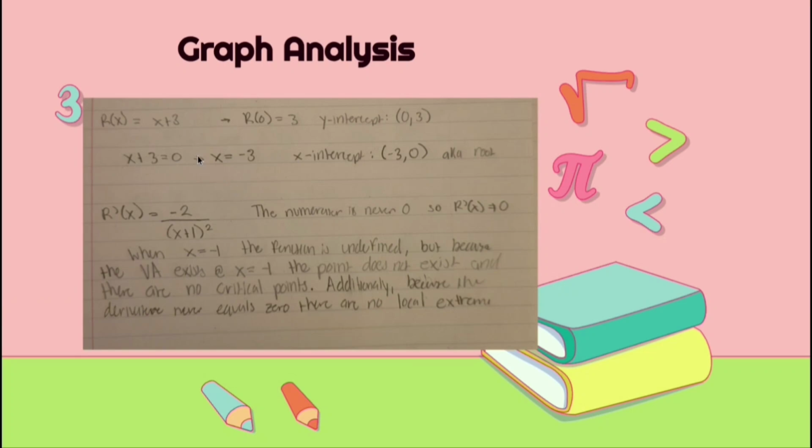Now, when we analyze our graph, we are going to use the numerator, and we get a y-intercept at (0, 3) and an x-intercept, a root, at (negative 3, 0). When we go into the first derivative to find all critical points, we realize that the numerator is a constant, and because of this, it will never reach 0. So when x equals negative 1, the function is undefined, but because the vertical asymptote exists at x equals negative 1, the point will not exist, and there are no critical points. Additionally, because the derivative never equals 0, there are no local extrema.